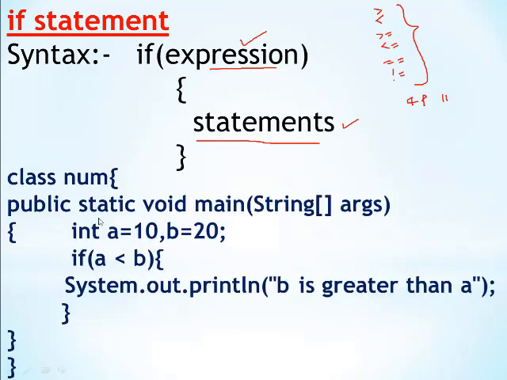For example, if you write a is equal to 10, b is equal to 20, and if you write a less than b, now if this condition is true, then only this part will execute. Here in this case, because a is 10 and b is 20, and this condition is true because 10 is less than 20, it will put the values of a and b here in the expression. A is 10, b is 20, so the expression becomes 10 less than 20, which is true. So it will execute this part and it will print b is greater than a. But if you use some other values, like a is 20 and b is 10, this condition will be false and this statement will not be executed.